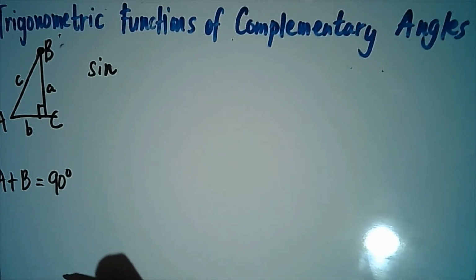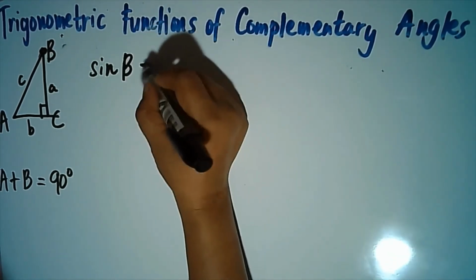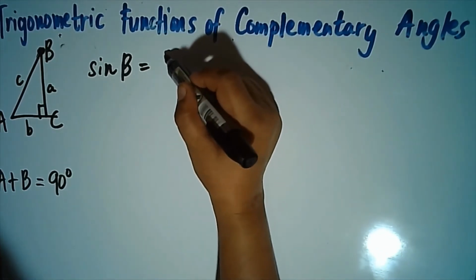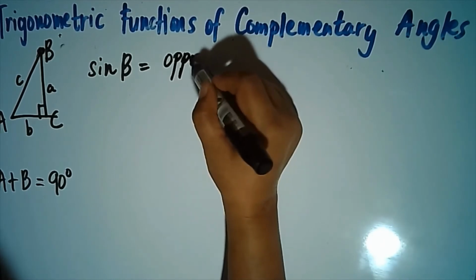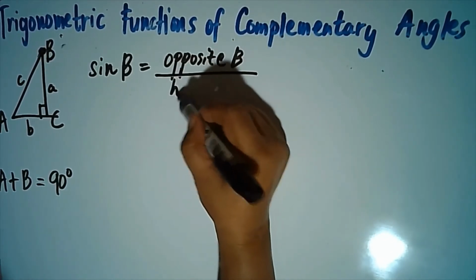So let us start. Sine B is equal to the side opposite B over the hypotenuse.